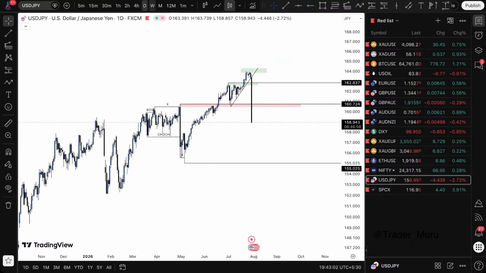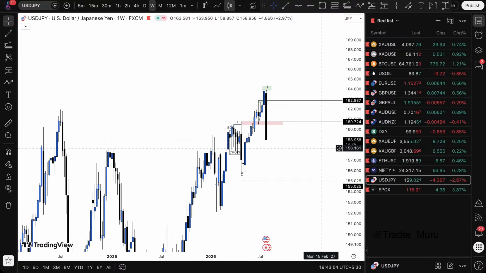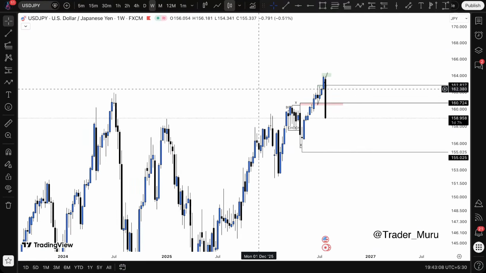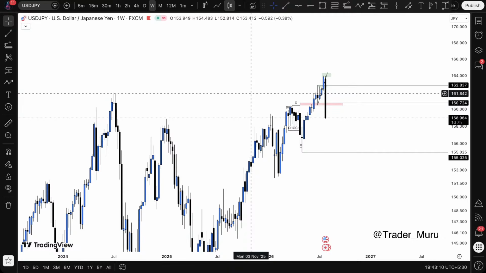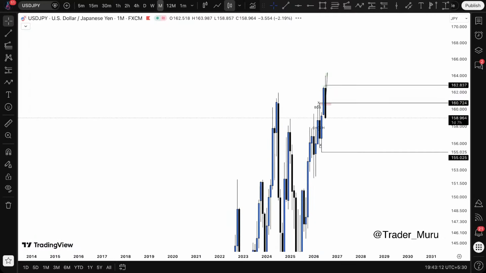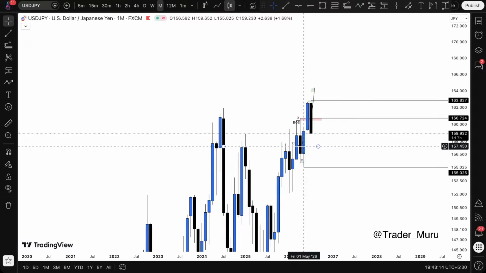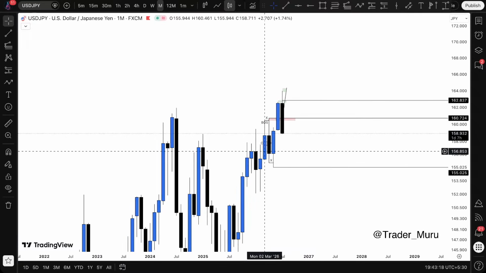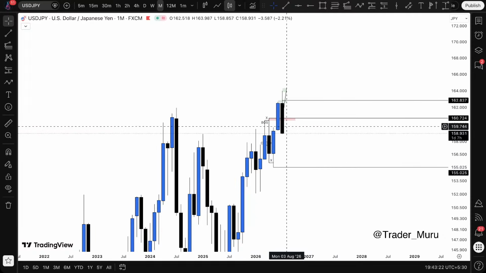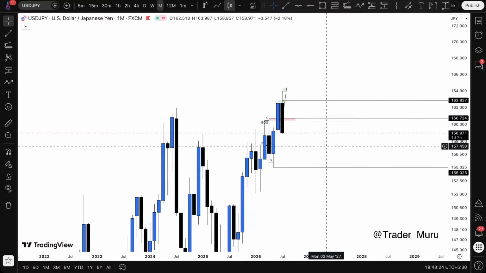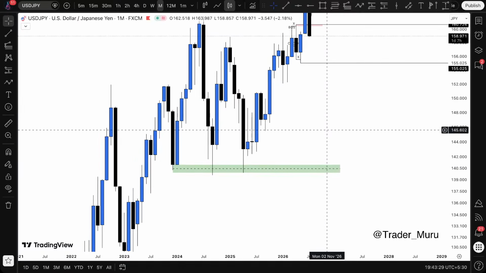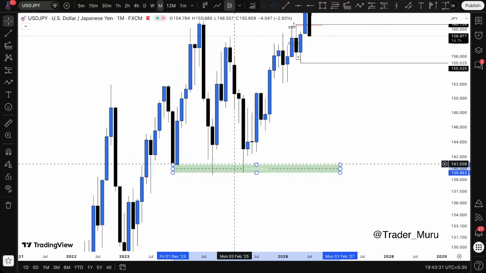This low is broken now. So USD JPY can test this monthly order block, and then we may see some bullish momentum. Otherwise, breaking this low will drop it till this green zone again.